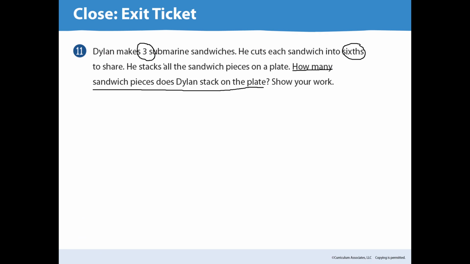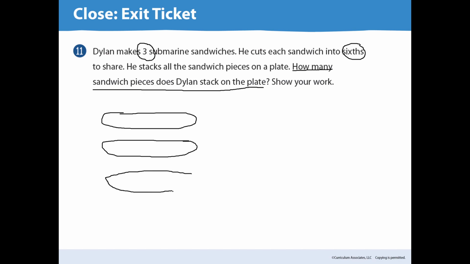Okay, so he has 3 sub-sandwiches. There's 1, there's 2, and there's 3. He cuts them each into 6ths. How many sandwich pieces does Dylan stack on the plate? So if we know that each of these are 6, and there's 3 of them, I can already tell you that 6 times 3 equals 18.